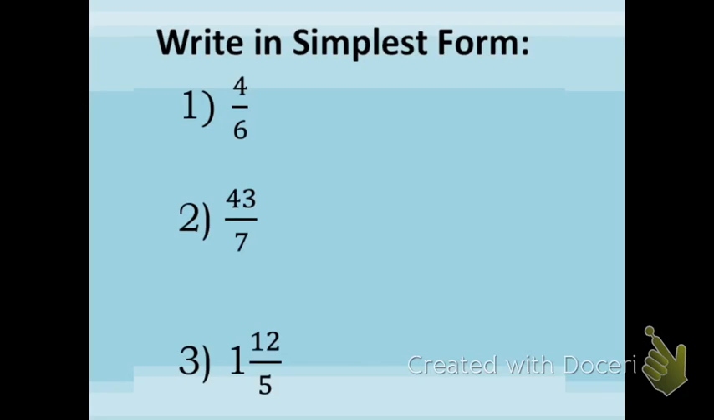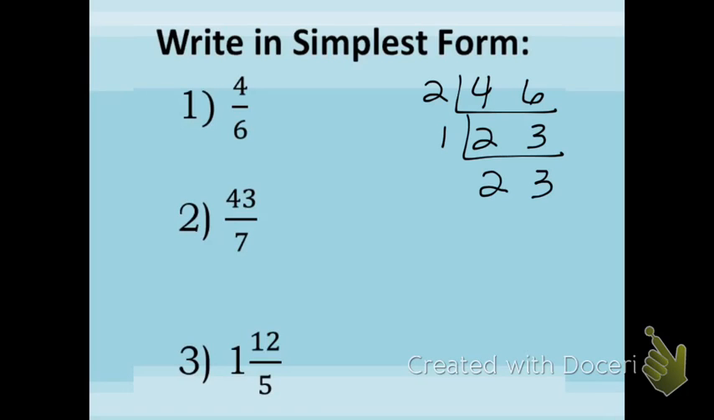All right, let's look at the first one. Was it improper? No, so we just made the cake. Let's see. So we have 4 and 6. 2 goes into them. 2 and 3. It's the bottom of our cake. So our reduced fraction is 2/3.